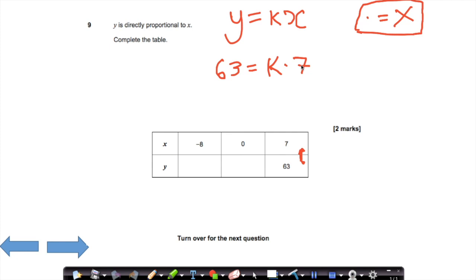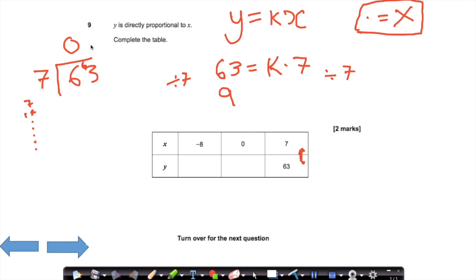So k times 7. So something times 7 makes 63. Well, if we do the inverse of this operation, if the operation was times, we'll do the inverse of it. So we're going to do divide. So we'll divide by 7 on both sides. 63 divided by 7 will give us 9. If you really wanted to check that, remember your bus stop is very important. 7 into 6 is 0, remainder 6. And then I could do my 7 times tables, and eventually I would find that it would be 9.